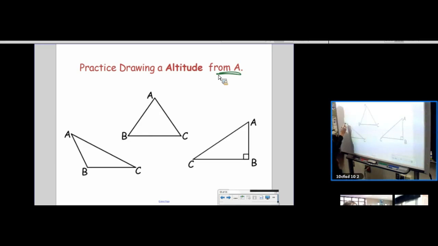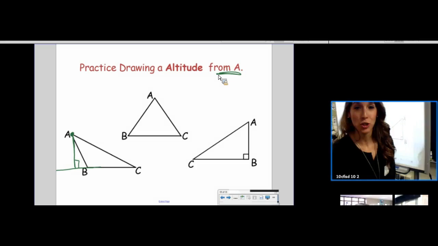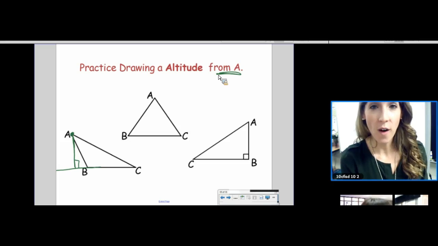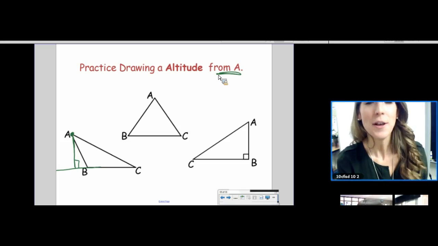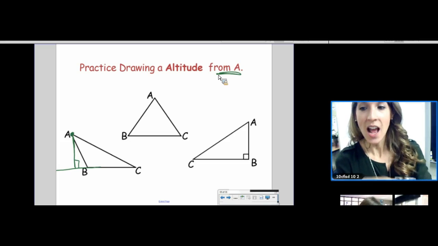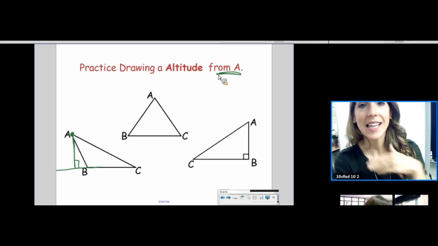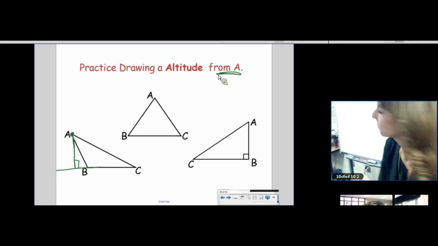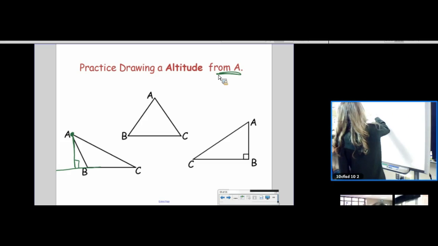In an obtuse triangle, I have to extend my side. My altitude is going to fall outside the triangle. In an obtuse triangle, my altitude is going to fall outside the triangle. So you know how the definition said, to the line containing the opposite side? I had to draw the line that contains BC. I had to extend it. So that's important.